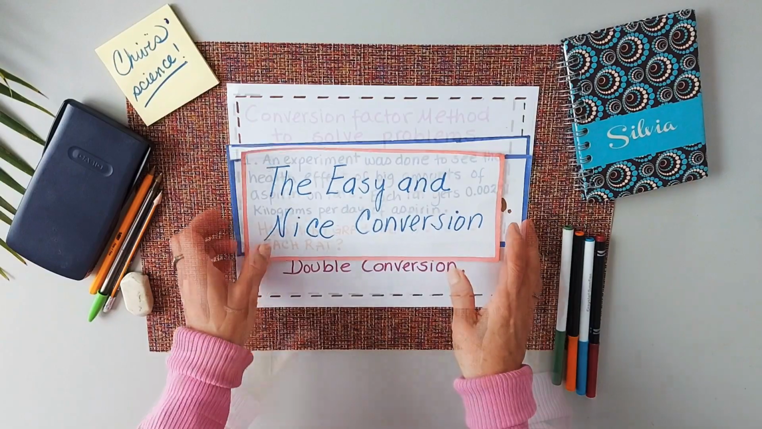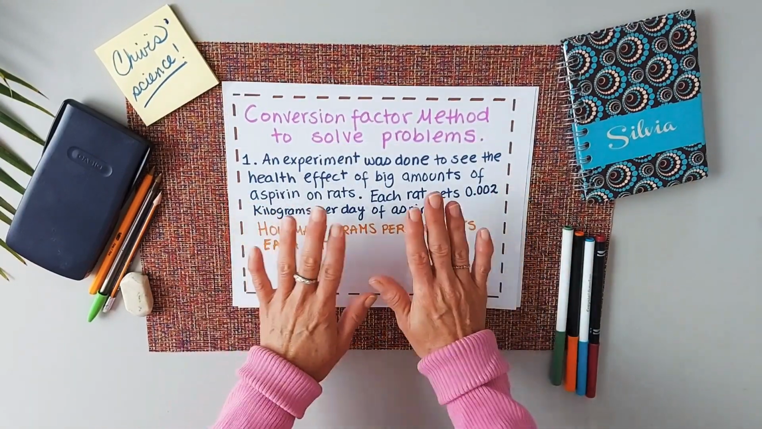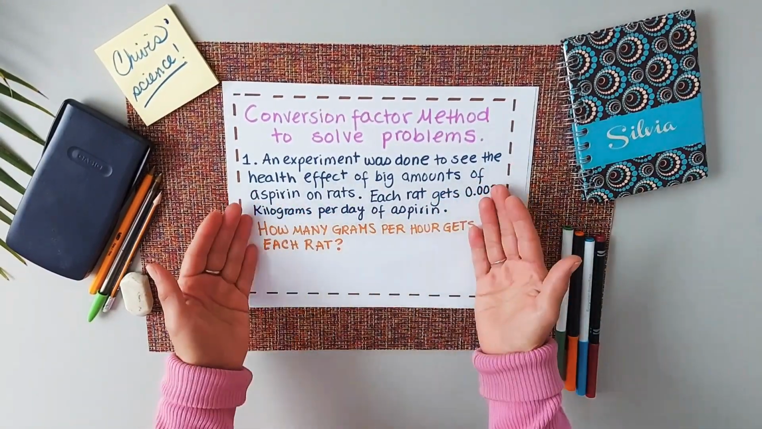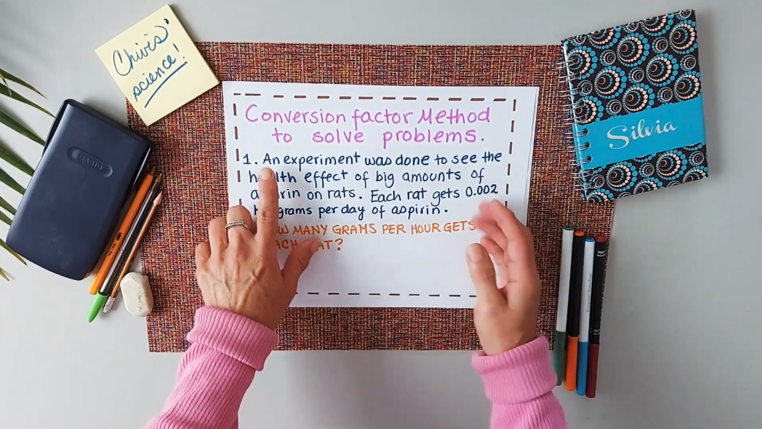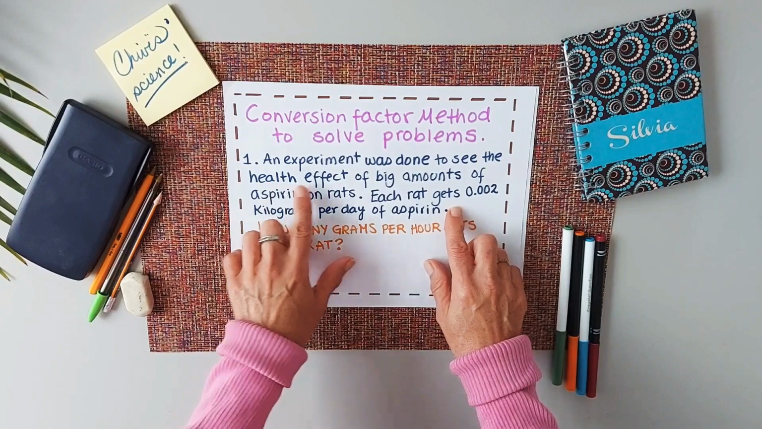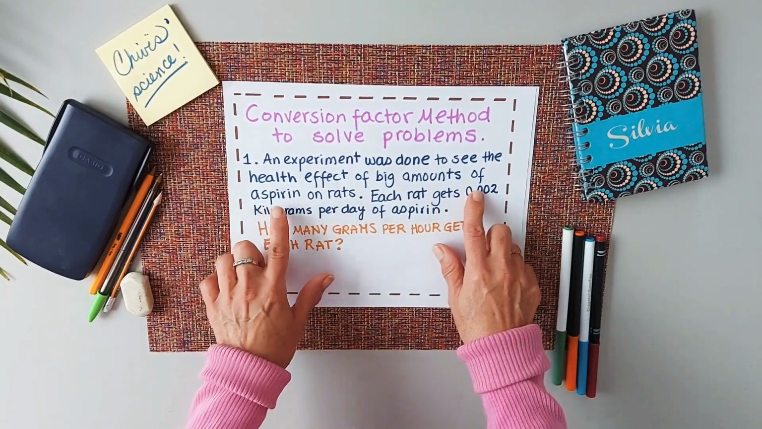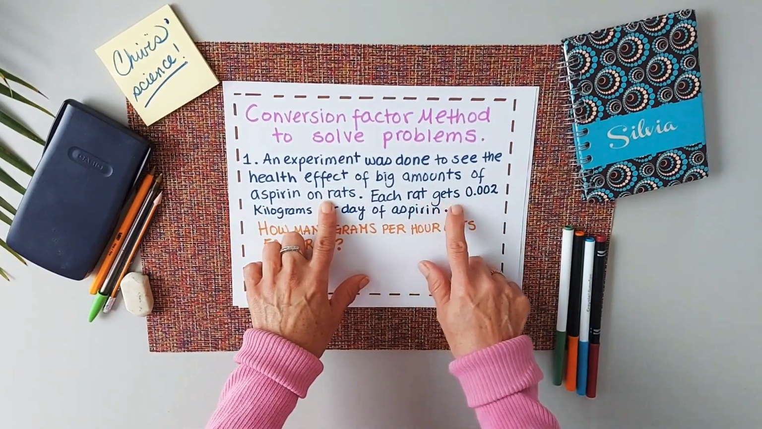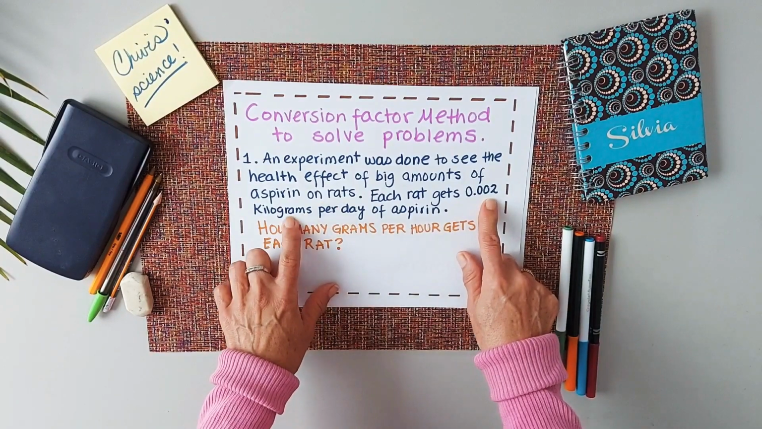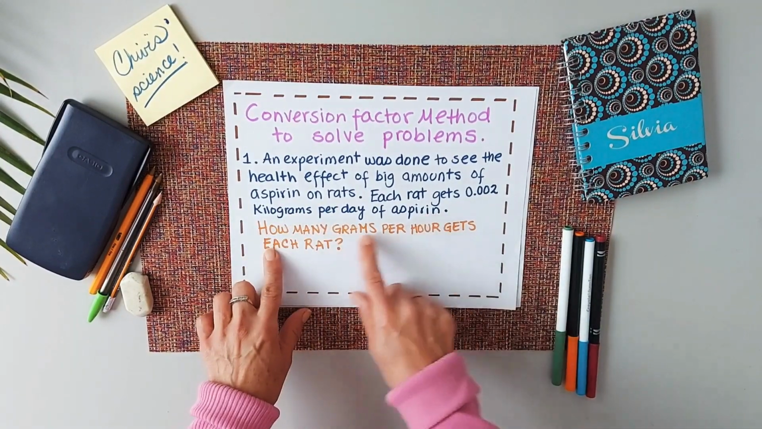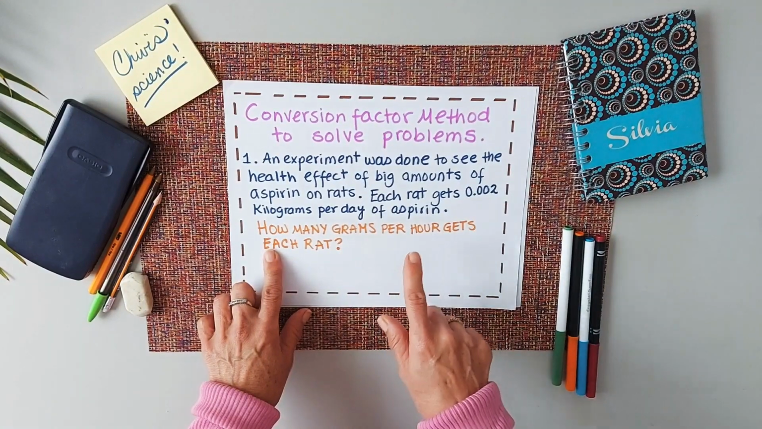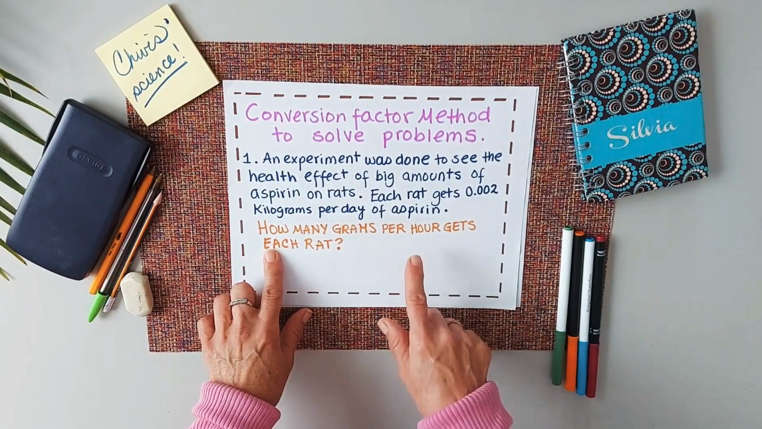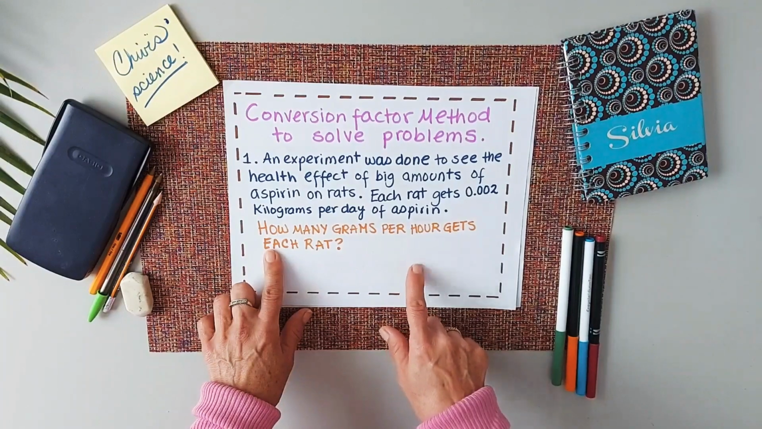Okay, let's continue. As an example of how to use the conversion factor to solve problems, we will use the following example. Number 1: an experiment was done to see the health effect of big amounts of aspirin on rats. Each rat gets 0.002 kilograms per day of aspirin. How many grams per hour does each rat get? Remember that the first step is to write the data in the form of a conversion factor.